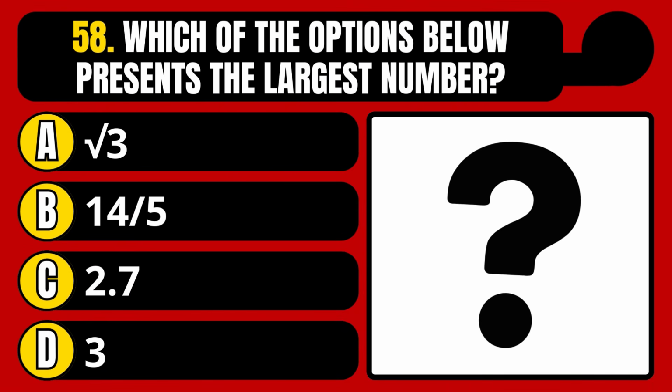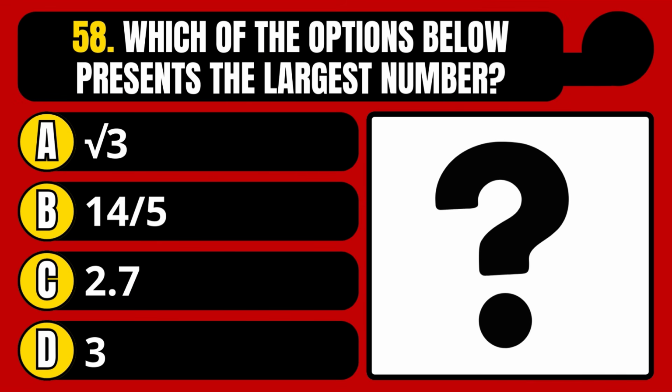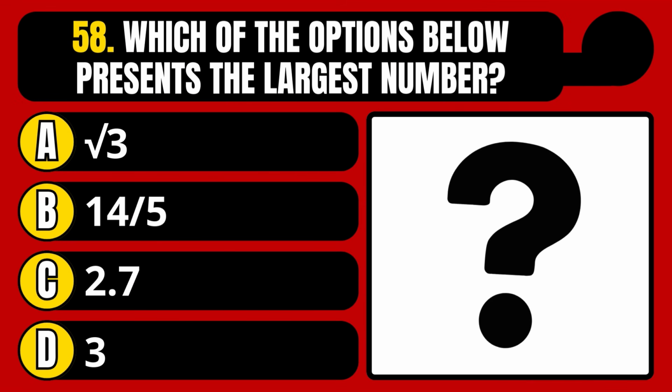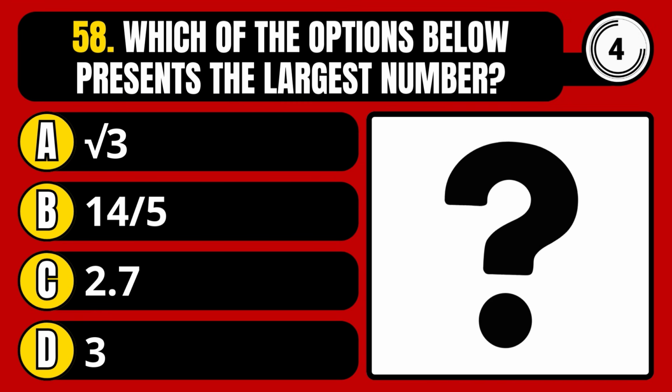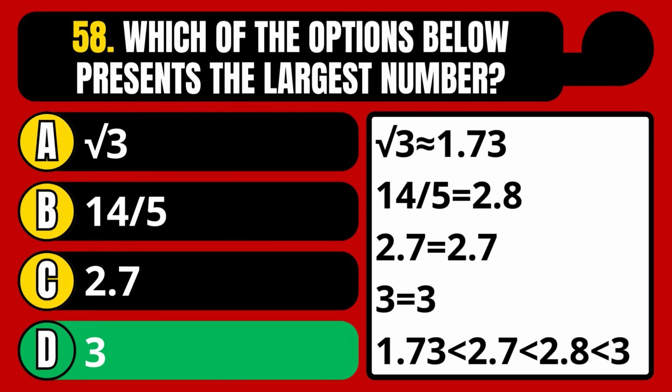Which of the options below presents the largest number? Square root of 3, 14/5, 2.7, or 3? The correct answer is option D, 3.